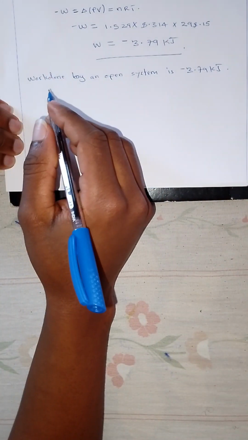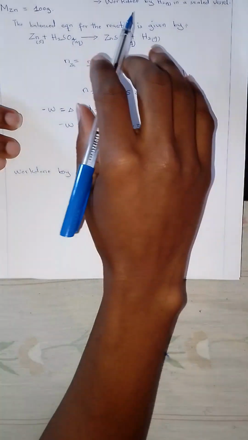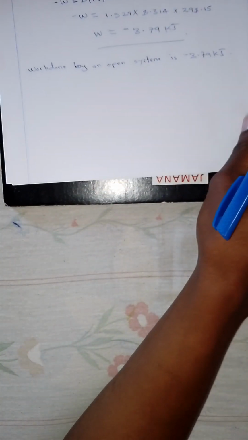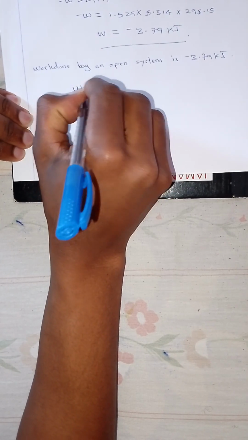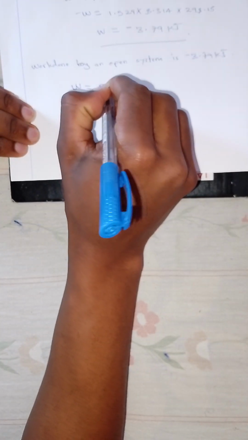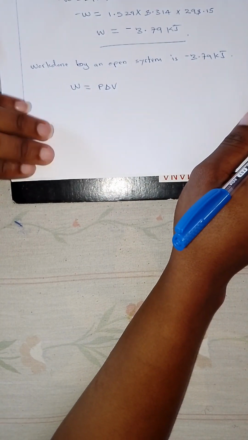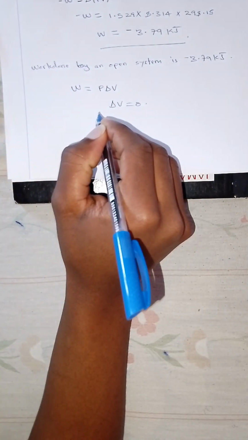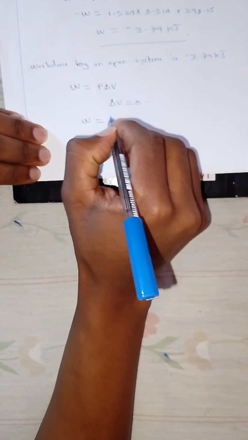But also we have been told to find the work done by hydrogen gas in a sealed vessel. Now, the work done in a sealed vessel: we know that work done is equal to P change in V, P for pressure and V for volume. But in a sealed vessel, change in V is equal to 0. Since our change in volume is 0, the work done in a sealed vessel is equal to 0.